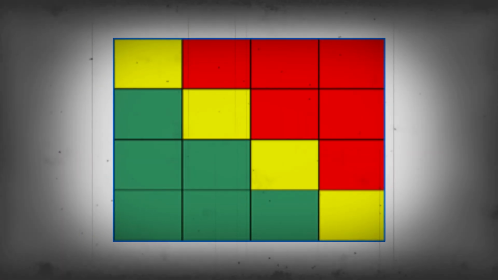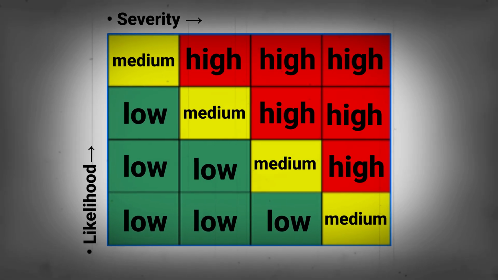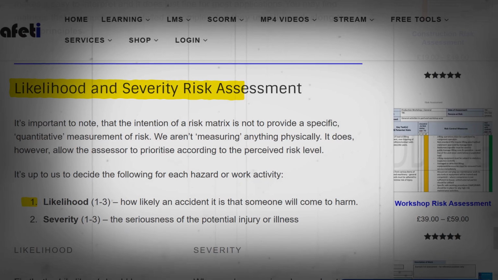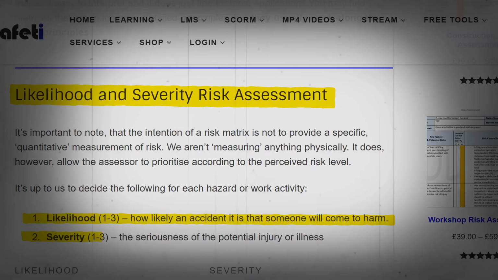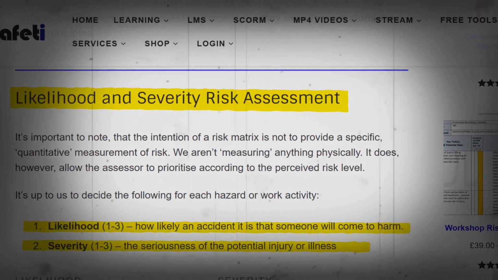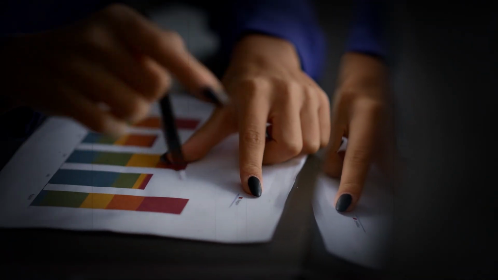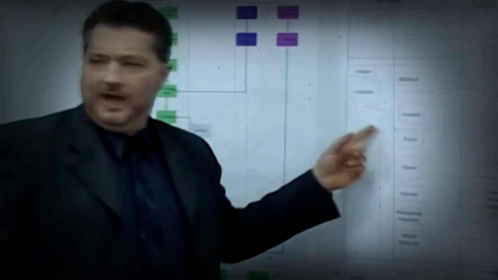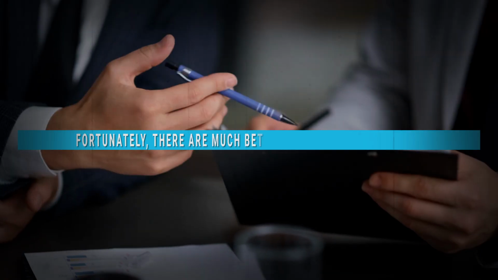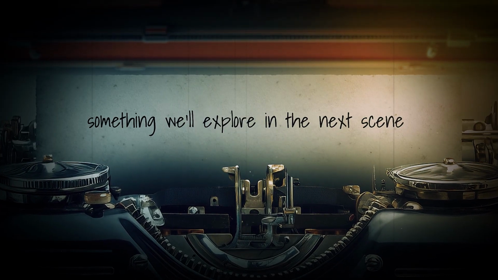It uses descriptive categories, like low, medium, or high, to evaluate 2 main dimensions. Likelihood. How probable is it that harm will occur? Severity. If it does happen, how bad will it be? It's simple, fast, and requires minimal data. But not all matrices are created equal. Some versions are vague or overly subjective. Fortunately, there are much better ways to structure them, something we'll explore in the next scene.